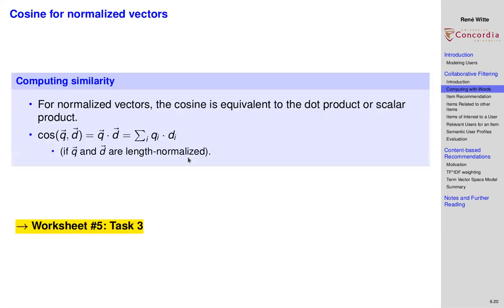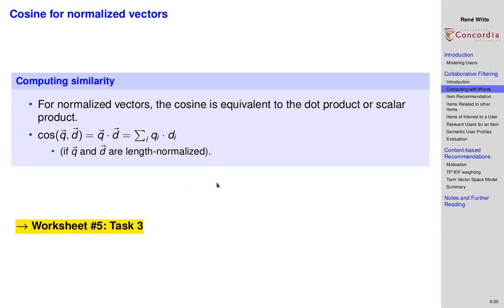So now the similarity that we're going to use is the so-called cosine similarity. And the nice thing about the cosine similarity is that it's very easy to compute, because if the vectors are already normalized, this is simply the dot product of the vectors. So you compute the sum of the product of all the individual vector elements.